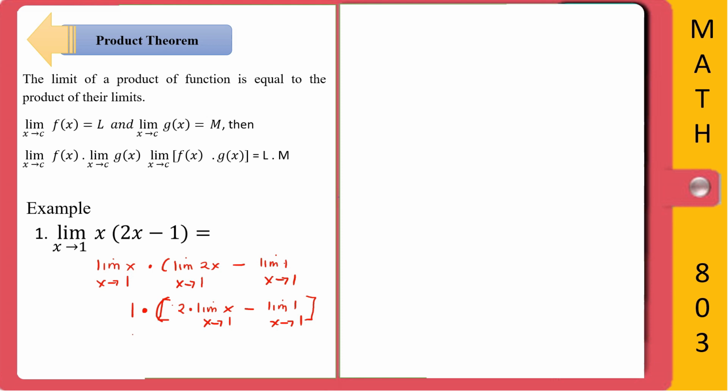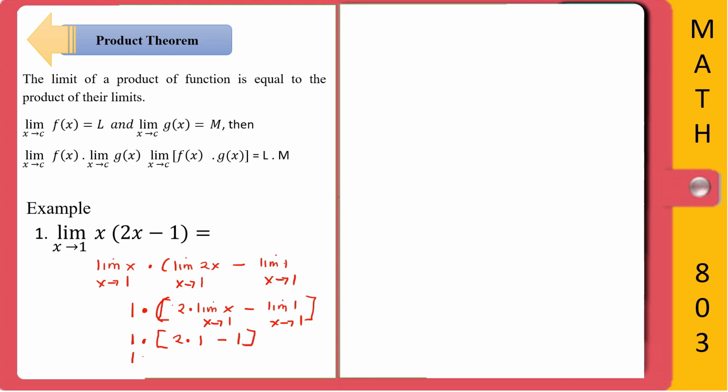Next, we bring down 1 multiplied by 2 multiplied by the limit of x as x approaches 1. Since this will be the identity theorem, the value of c is 1. So we have 1 minus, since this will be a constant theorem, our constant k here is 1. So we have 1.